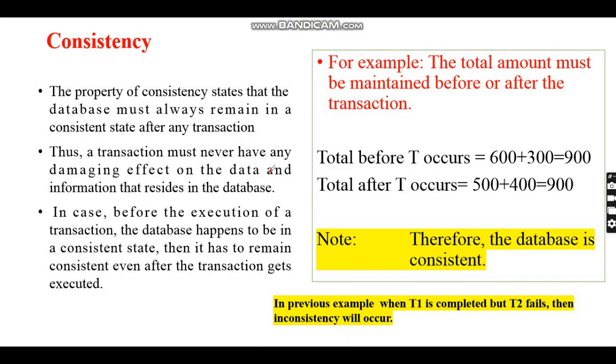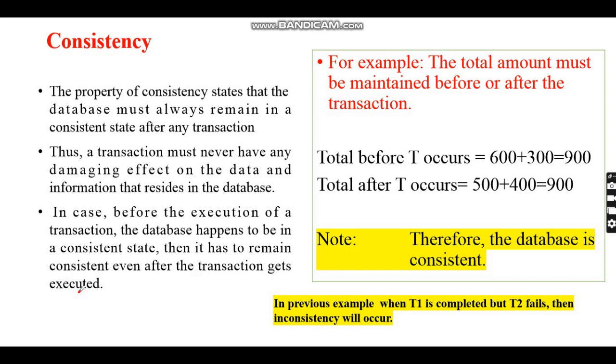Next is consistency, okay? The property of consistency states that the database must always remain in a consistent state after any transaction. Thus, a transaction must never have any damaging effect on the data and information that resides in the database. In case, before the execution of a transaction, the database happened to be in a consistent state, then it has to remain consistent even after the transaction gets executed.